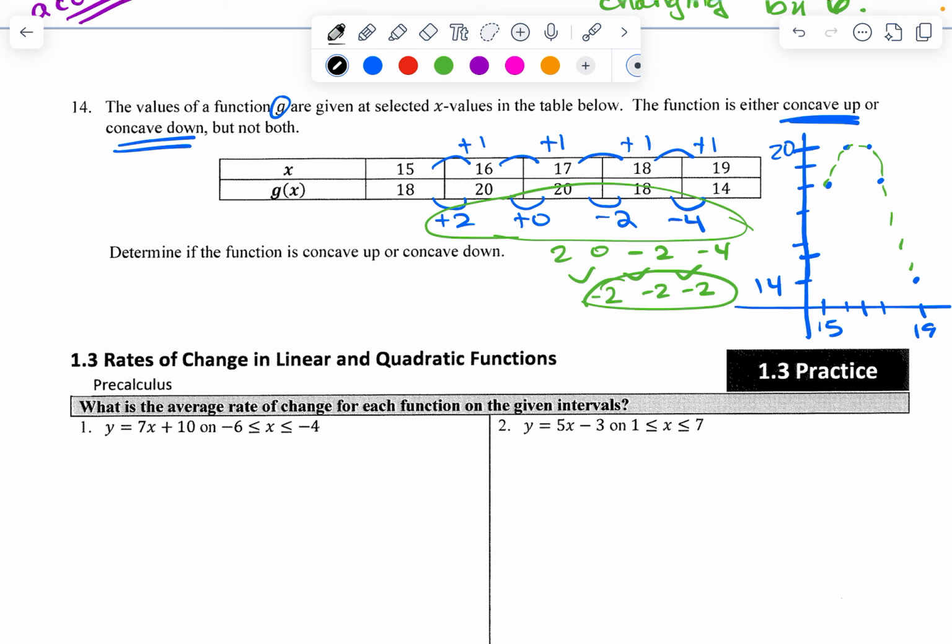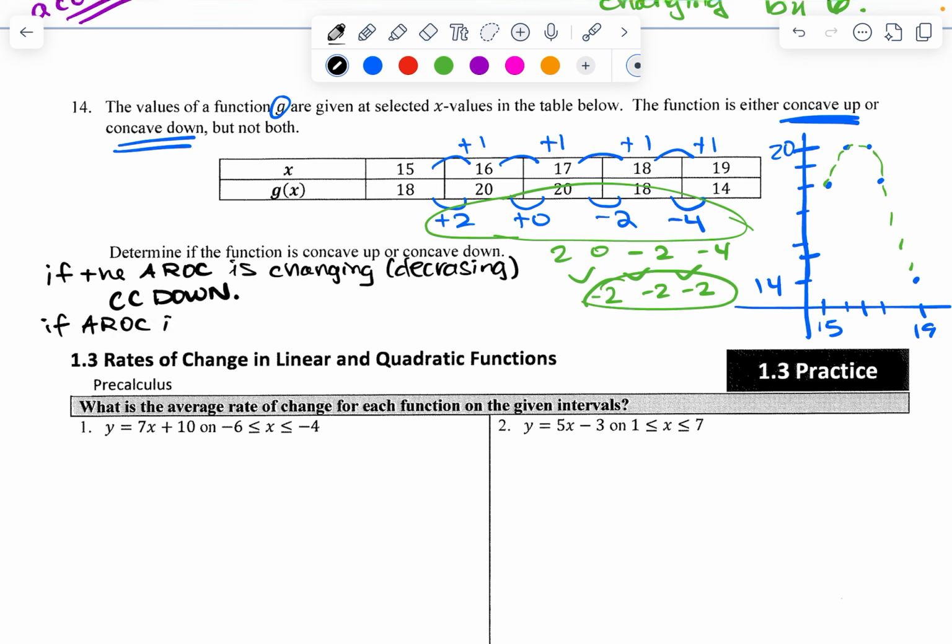So how do we say that? We say if the average rate of change is changing or decreasing, changing by negative, we know this is concave down. Vice versa, if the average rate of change is increasing or changing positively, we know this would be concave up.